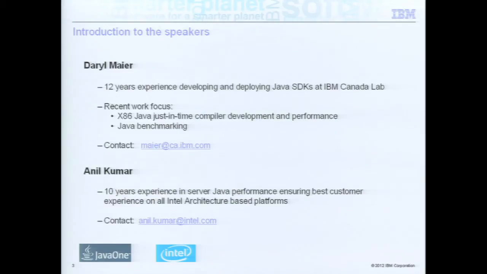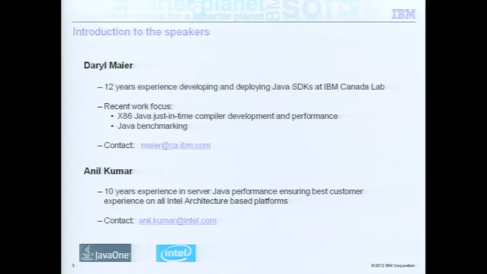And my name is Daryl Meyer. I work for IBM, and for the past 12 years or so, I've been working on the just-in-time compiler component of the J9 Java virtual machine that runs under many of IBM's products. I've worked with several customers on doing performance analysis. I've done benchmarking stuff, and recently I've been focusing on Java benchmark development as well.